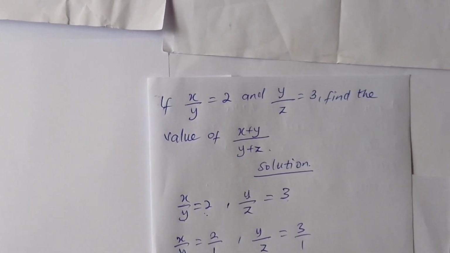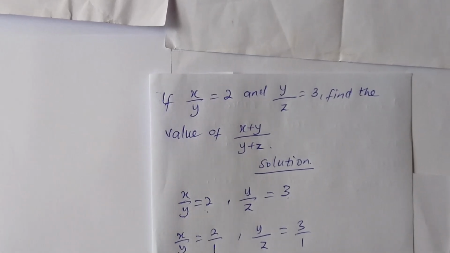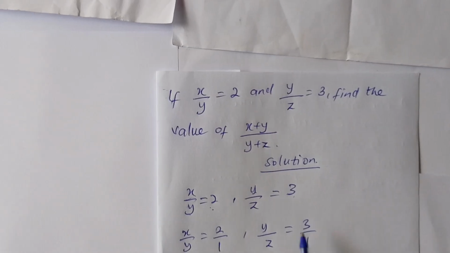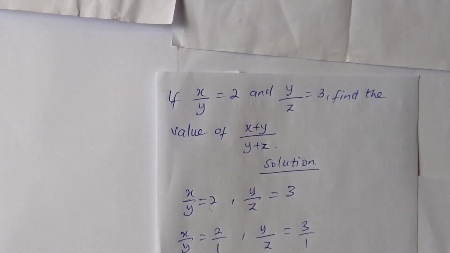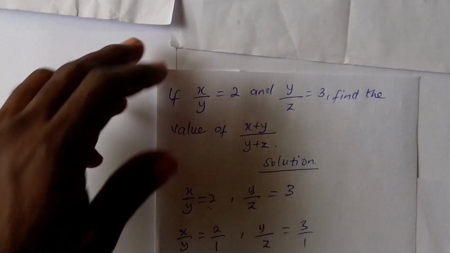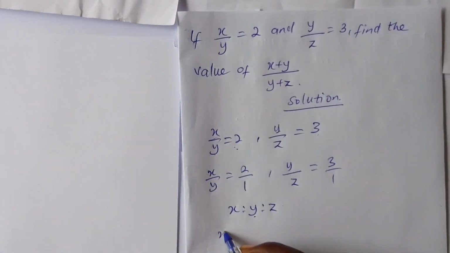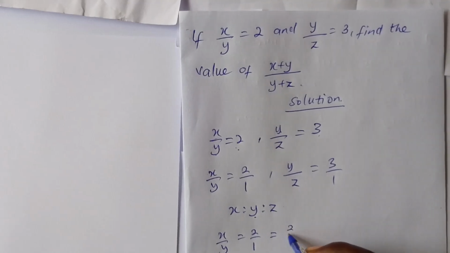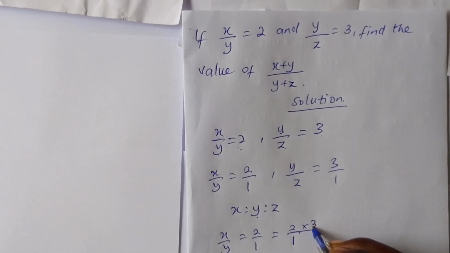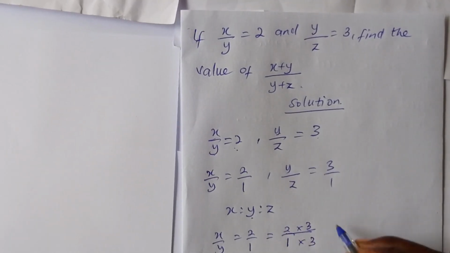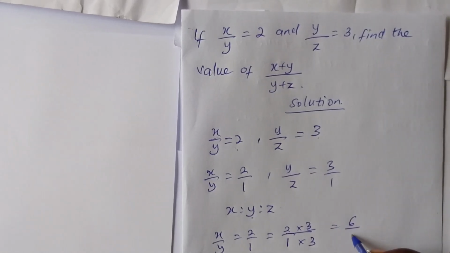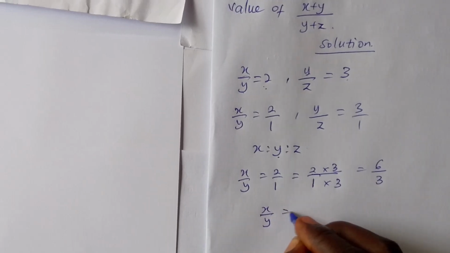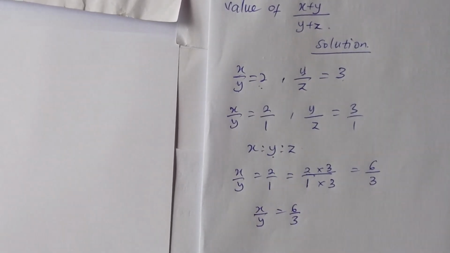This can be expressed as a ratio to give x is to y is to z. From here, the common variable y must have a common number in this ratio. How do we get a common number in this ratio? Now, x over y, which is equal to 2 over 1, is the same as 2 over 1 times 3 over 3, giving us 6 over 3. So you are getting x over y equals 6 over 3.